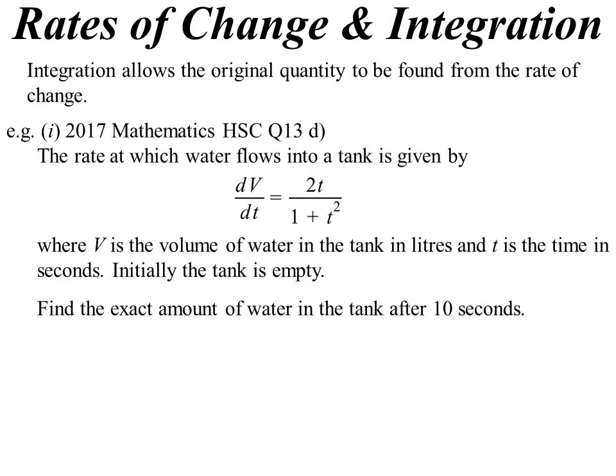So here is this one. The rate at which water flows, dV/dt, is that lovely expression there. We want to know the amount of water, so the actual quantity, not the rate of change, but the quantity of water in the tank after 10 seconds. And they've given me that dV/dt is 2t on 1 plus t squared.